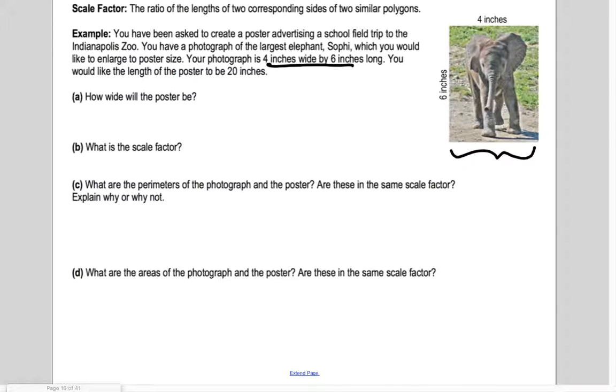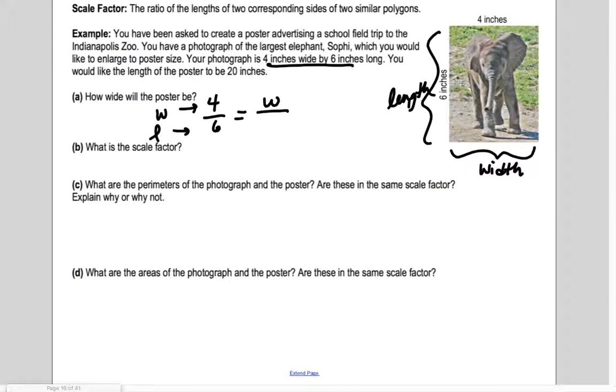How wide will the, no, you would like the length, never mind. I'm saying width and length. Let's call this the length, and width. So how wide will the poster be? We're going to set it up: the original is 4 over 6, where we have the width and the length. For our new one, we want to do width over length as well. So width we don't know, length is 20.